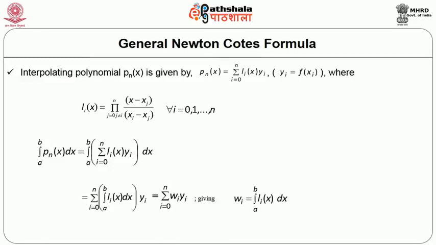Now these Li(x) are the Lagrange's coefficients, and Li(x) are given by the numerator in the Li(x) is pi, which stands for product of the factors x minus xj, where j runs from 0 to n, j different from i. That is, it is product of the factors x minus x0, x minus x1, so on x minus xn. It contains all the factors in the product except x minus xi. For example, L0(x) will be x minus x1, x minus x2, x minus xn. It will not contain the factor x minus x0. L1(x) will be x minus x0, x minus x2, x minus x3, x minus xn. It contains all the factors except x minus x1.